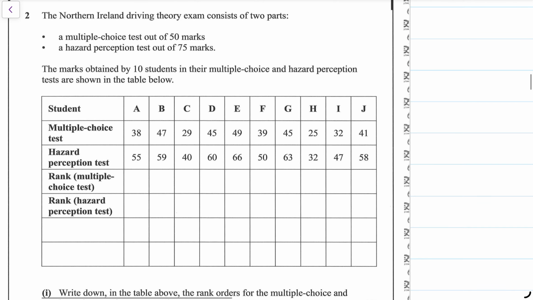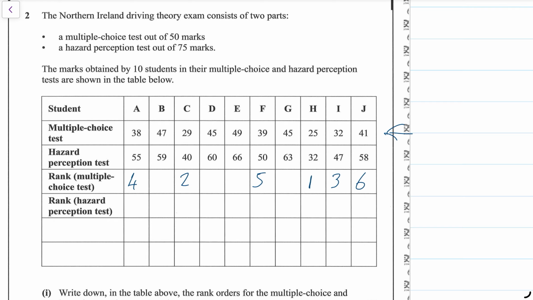Okay, right. I'm going to do these in ascending order. So the smallest first. So the smallest one from the multiple choice test, I'm looking at this line, is 25, so I'll put it number 1. The next one then is 29, so it's number 2. Next one is 32, so it's number 3. Next one is 38, so it's number 4. The next one is 39, so it's number 5. The next one is 41, so it's number 6.